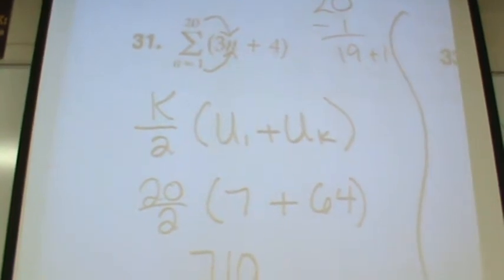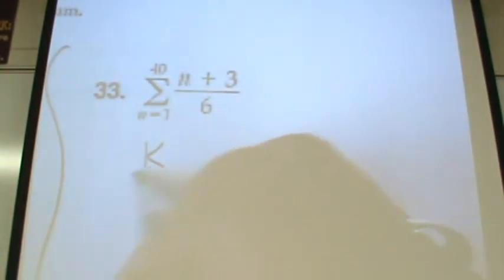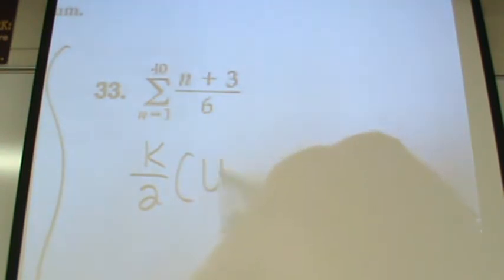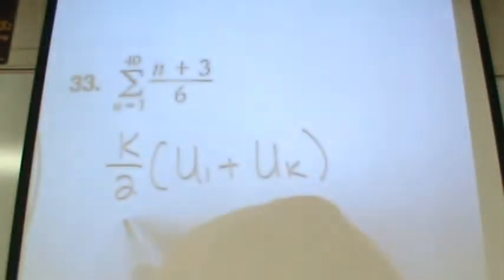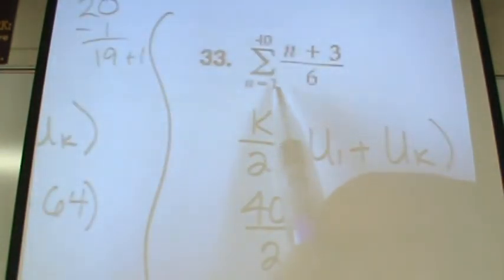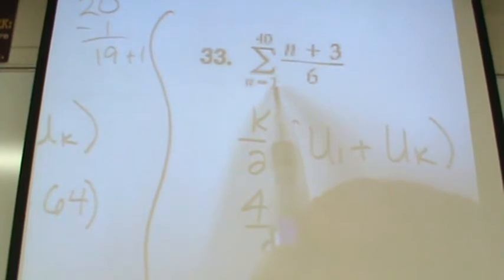Number 33. You're adding from 1 to 40. How many terms are you adding? It's k over 2 times u sub 1 plus u sub k. When you figure out that you have 40 terms, based on subtracting and adding 1, in the first term, you're going to plug in this bottom number. It could be a 5. It could be any number. It doesn't always have to be a 1.